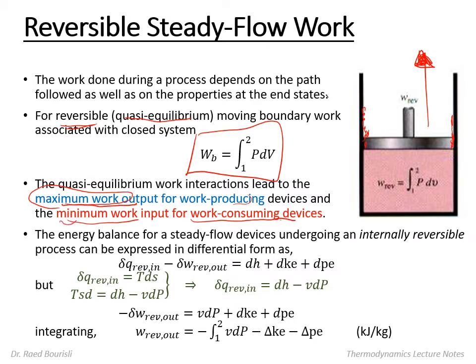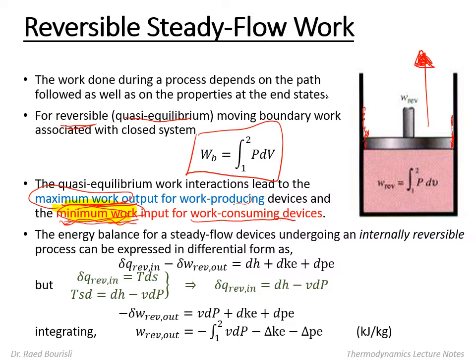By the same token, if I have irreversibilities in a compression, then I will need more than the minimum work required for a reversible process, because I will have to overcome the friction between this piston and the walls of the cylinder. So I will have more work than the minimum, which is true for the reversible quasi-equilibrium processes of compression.